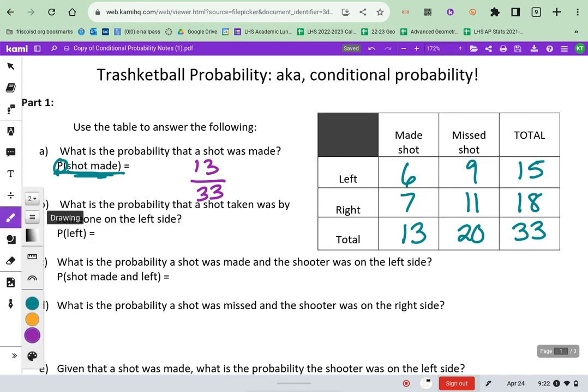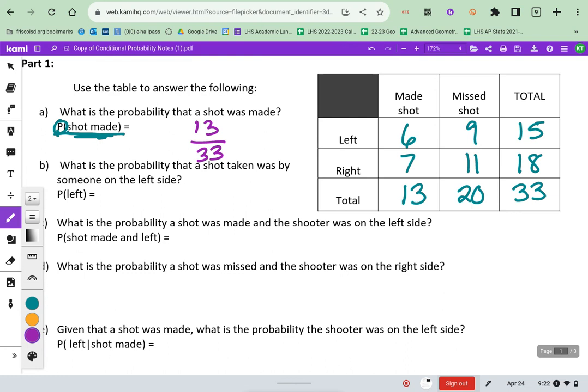Second question, what's the probability a shot was taken by someone on the left side? There were 15 total shots taken by the left side out of 33 total shots taken. So 15 out of 33.